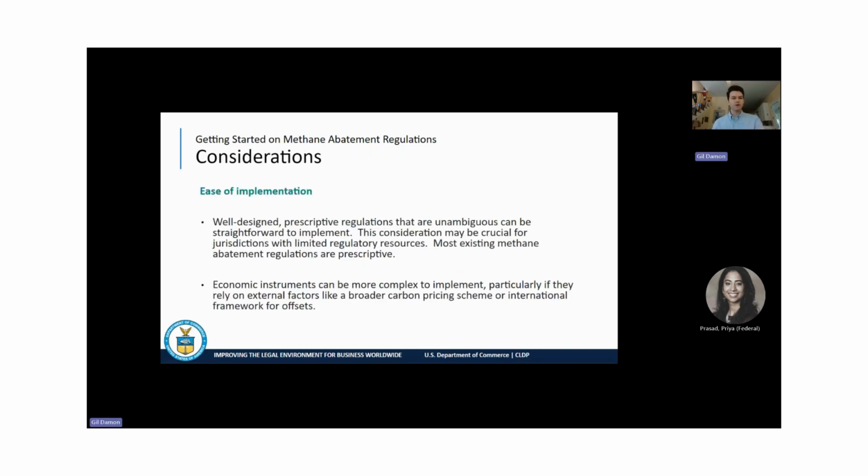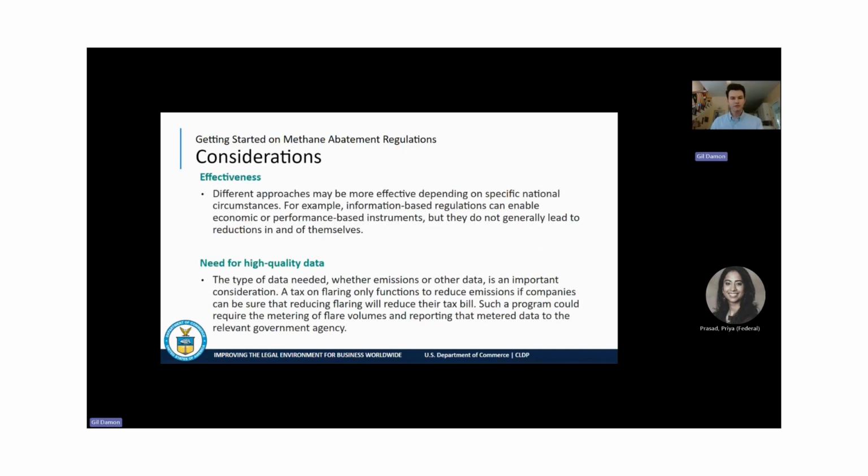So, some of the considerations: we want to think about ease of implementation. Prescriptive regulations can be fairly straightforward, right? But in some cases, you may not get the same level of impact. In a lot of cases, you get a little less flexibility with prescriptive, and that's always worth keeping an eye on. Economic instruments can also be a lot more complex, particularly if they're relying on a broader carbon pricing scheme or international frameworks. There can be a lot more variables there as well. Different approaches can be more effective depending on your circumstances. Information-based regulations can be really good in a lot of places because they enable a level of visibility where markets can perhaps help operators perform better, but they're not inherently going to lead to their own reductions.